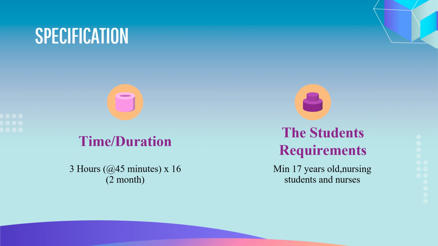And the next is specification. In specification, there are time and the student requirement. In the time or duration, there is 3 hours 45 minutes, and 16 meetings in 2 months. And then the student requirement, minimum 17 years old, nursing student and nurses.